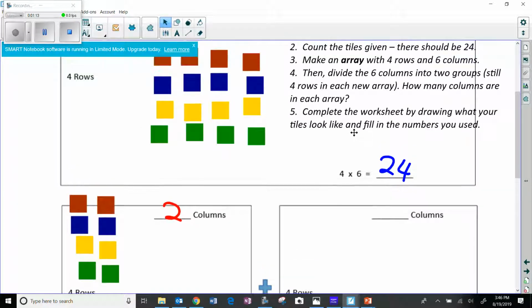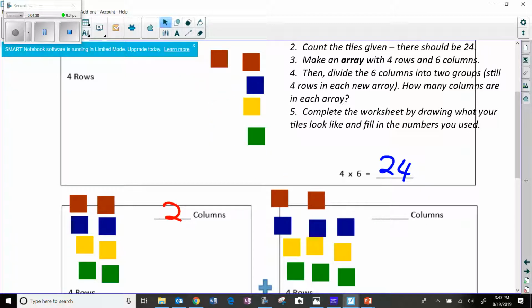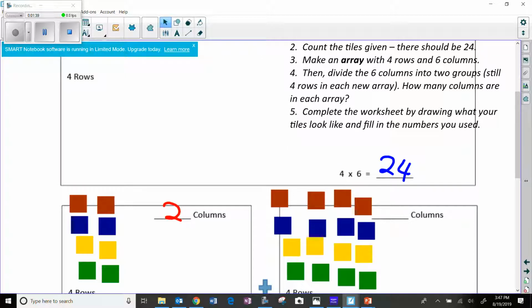All right, and then if I take my remaining tiles and move them down here, feel like I'm on a game show. Okay, and you're probably guessing the answer, but we can see that we're going to have 4 rows, right? And now we have 4 columns.